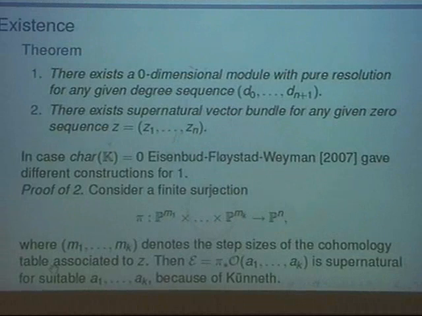Negative regularity? A supernatural vector bundle has negative regularity. Oh no, it can have anything. I mean, if you have a supernatural vector bundle and you twist it, it's still supernatural. You just shift the table a little bit.